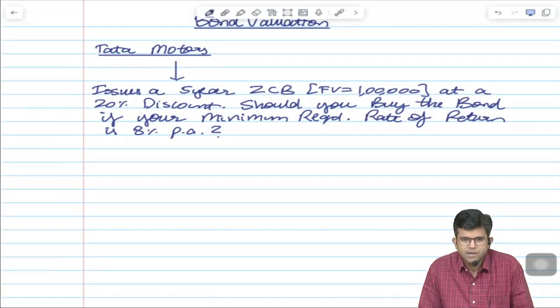Ready? So who are you? You are a person who wants 8% per annum return, correct? You say that I want 8%. Now I say, hey, there is a Tata Motors ZCB that has been launched. You have to pay only 80,000 today, and in 5 years it will grow to rupees 1 lakh. Do you want to buy is the question.